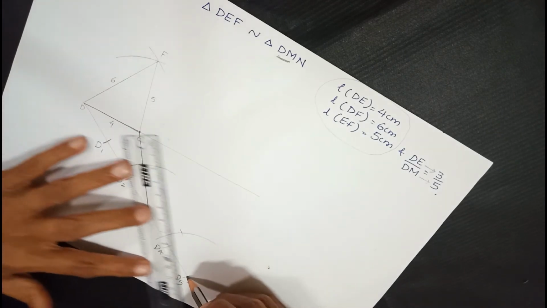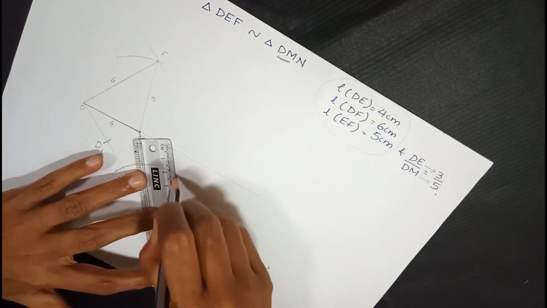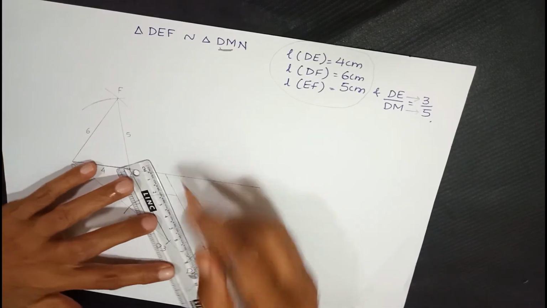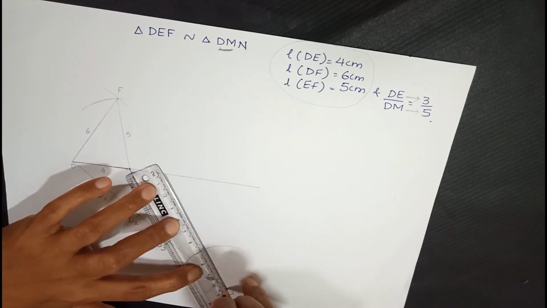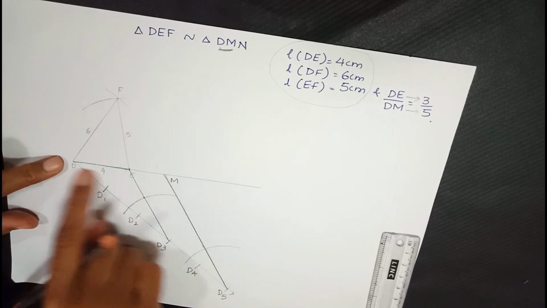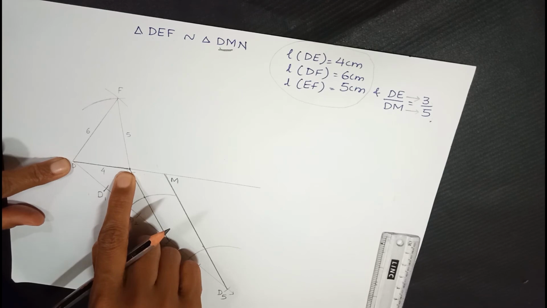Right? So now I have got 2 points. I connect this. So you can see I got a parallel line to this. I'll just darken it out so you can see it clearly. Right? So now what I have got is DM. That means this is the base of my second triangle. This is the base of my first triangle.